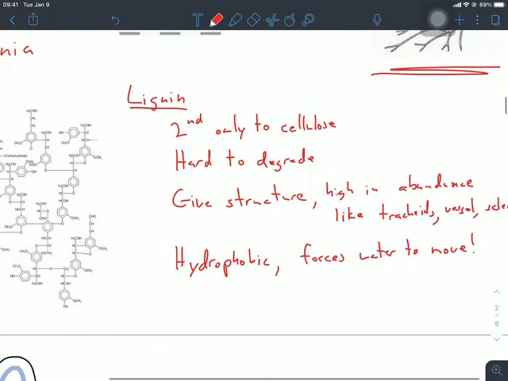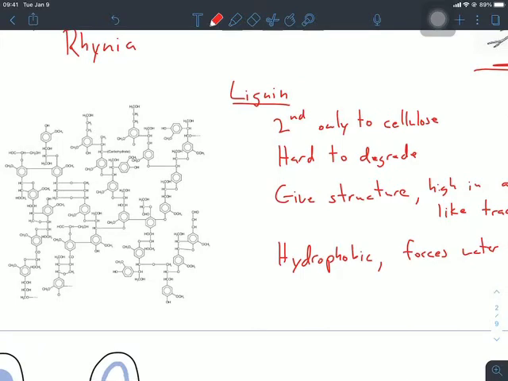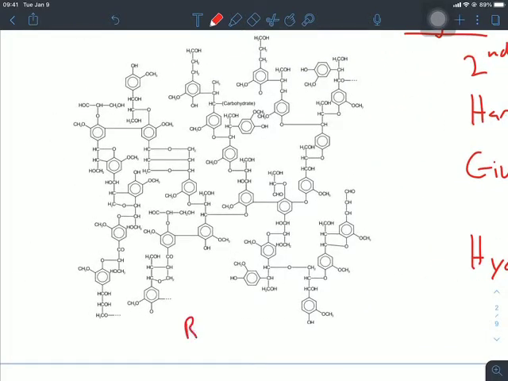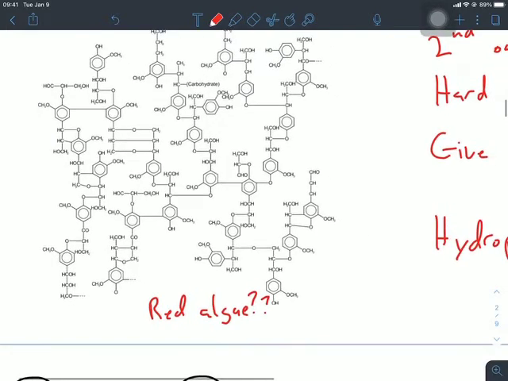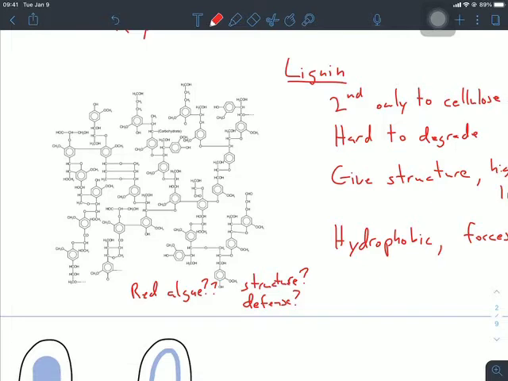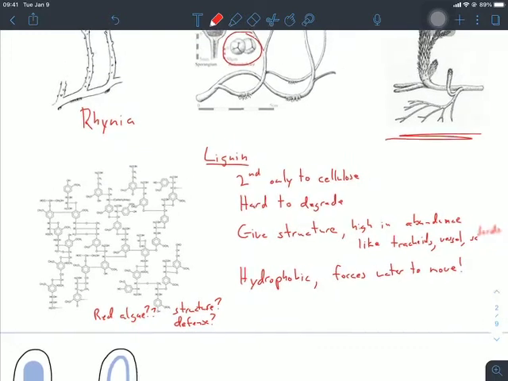Now, in trying to figure out when lignin evolved, there seems to be a little bit of contention here, as there are some red algae with lignin. So there's debate within the plant biology community as to whether it truly evolved for structure or for defense, and whether lignin's presence in red algae is ancestral or convergent is yet unclear. So that's kind of the story with lignin.